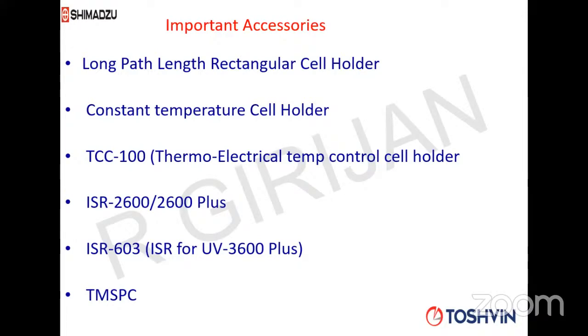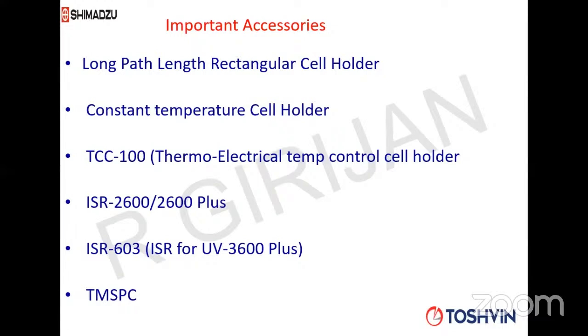Similarly, there is a constant temperature cell holder. In some biotechnological applications, temperature is a very, very important consideration. Temperature should be maintained absolutely. Even 1 degree variation in temperature will have a drastic effect on the reading. So we have two different types. Either you can go for a locally available thermostatically controlled water bath, which will circulate heated water around the cell inside the instrument. But then you'll have water circulation and all those hassles.